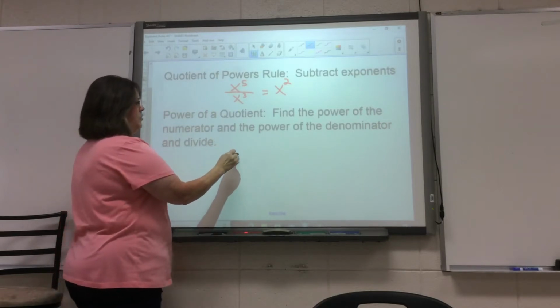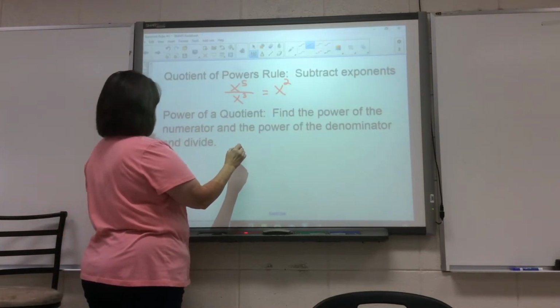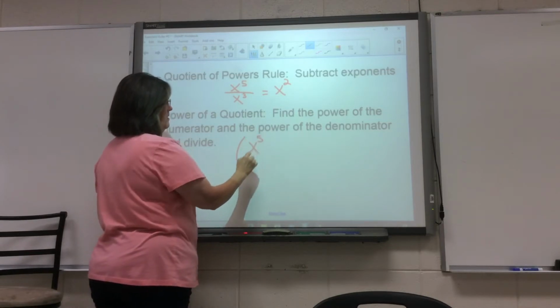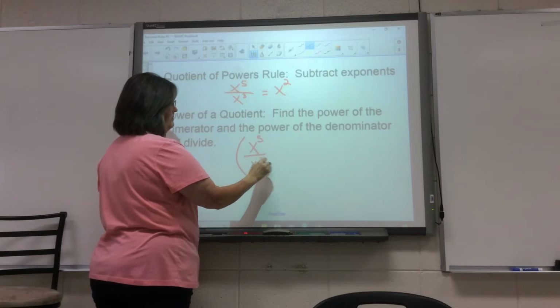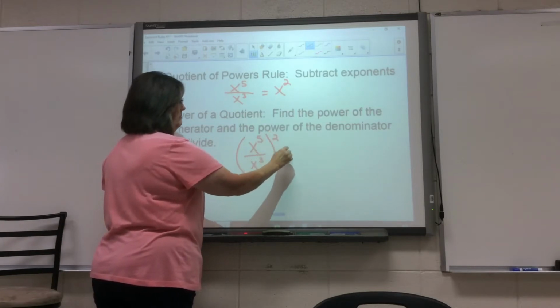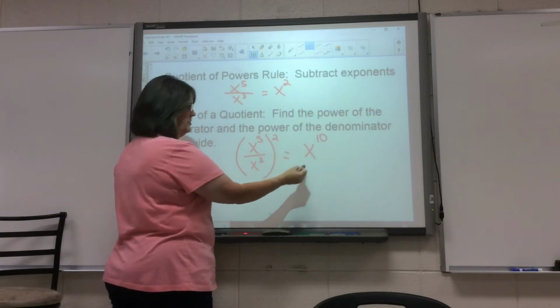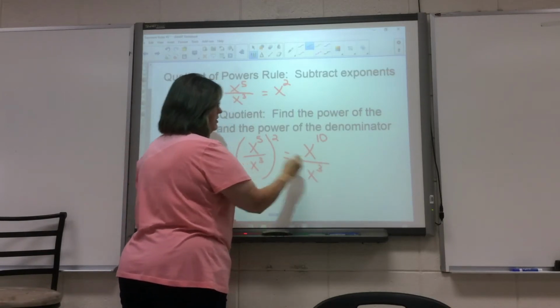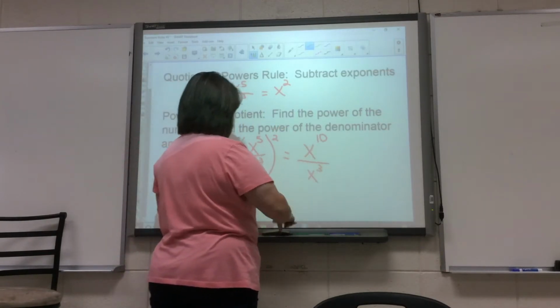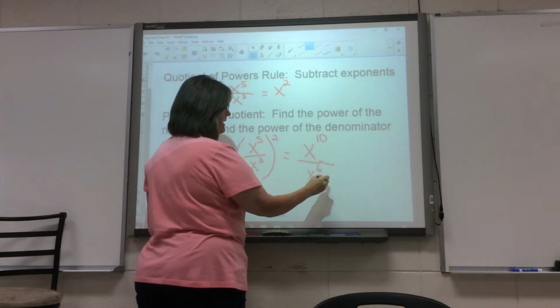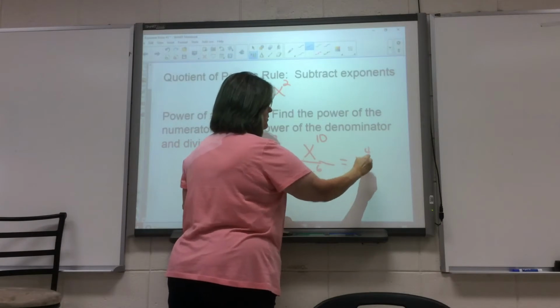So if I were to have x to the fifth power over x to the third power, raised to the second power, that would be x to the 10th, take the powers, over x to the 6th, and subtract: x to the 4th.